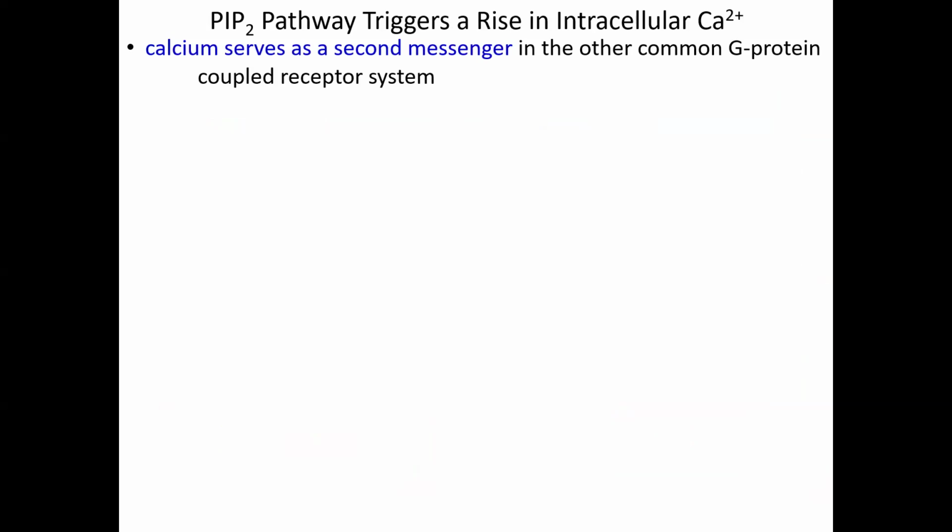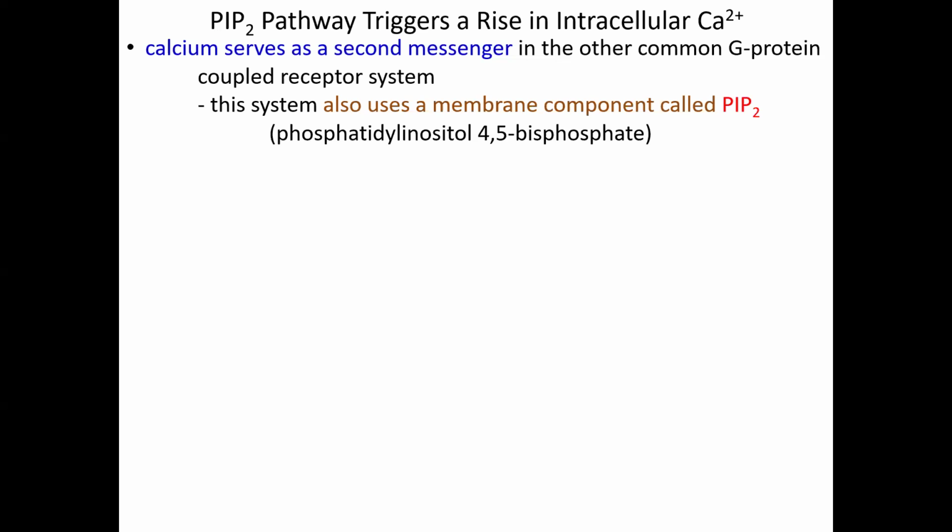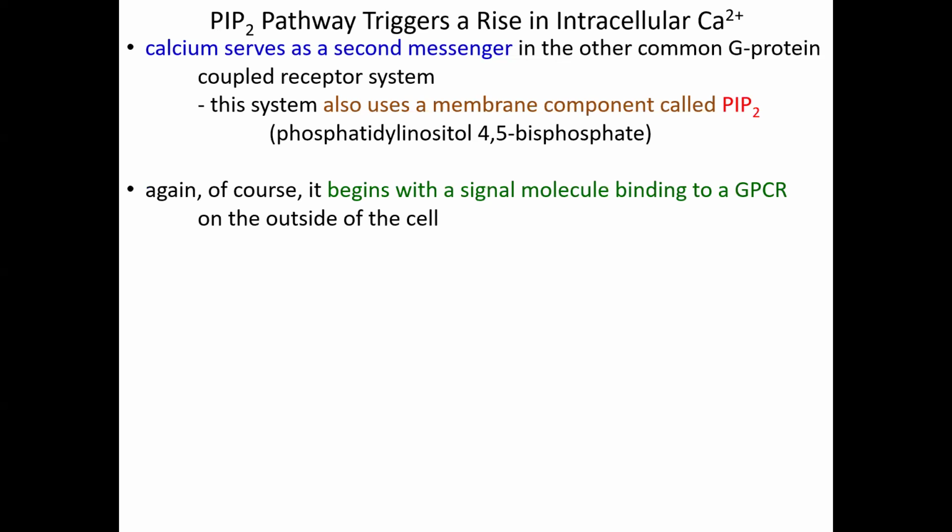So calcium serves as a second messenger in the other commonly used G protein coupled receptor system that we discuss in this class. And this system uses a whole bunch of different molecules, but one of the primary molecules is a membrane component called PIP2. The full name of PIP2 is, let's see how I do, phosphatidylinositol 4,5-bisphosphate, but for you and me, this is a phospholipid. It's a membrane component. It's a specific phospholipid, but it's a phospholipid.